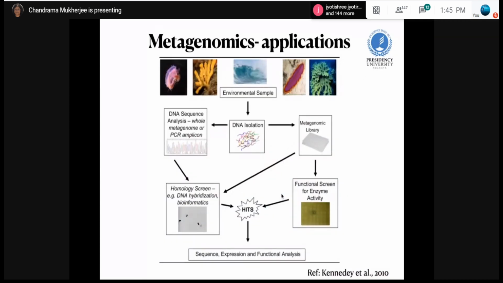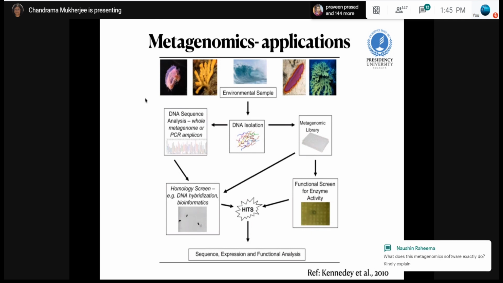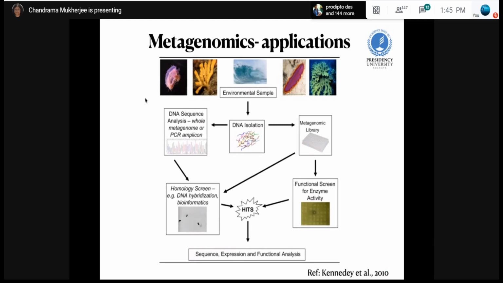So how is the metagenomics analysis performed? Initially, samples are collected from different resources. These are all environmental samples, a mixed culture; there is no pure strain here. From these samples you isolate the DNA, and then you can do DNA sequence analysis, either whole genome sequencing or partial PCR amplification, and then make a metagenomic library out of this complex mixture.